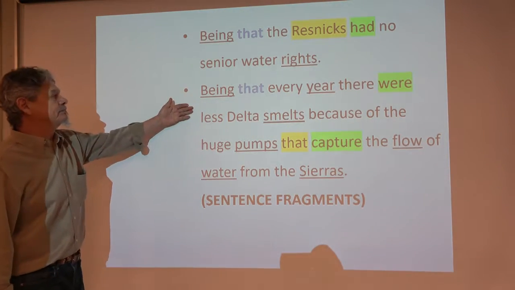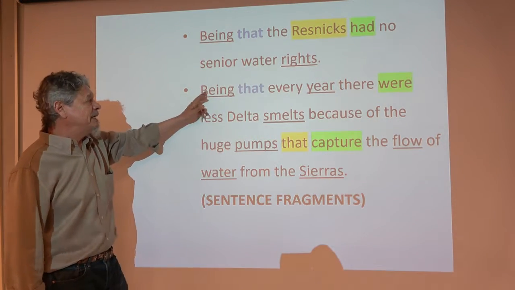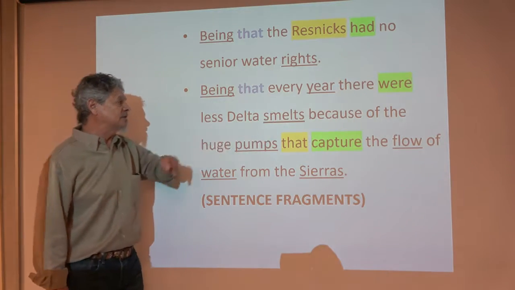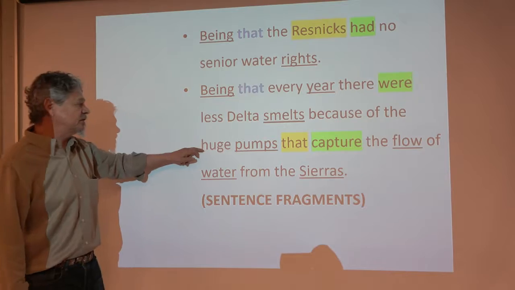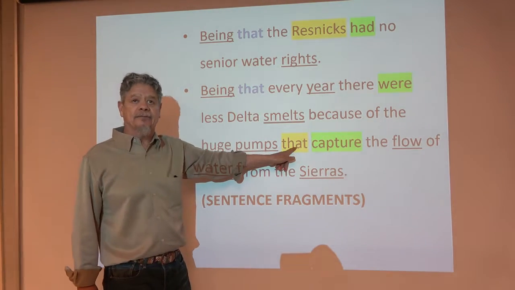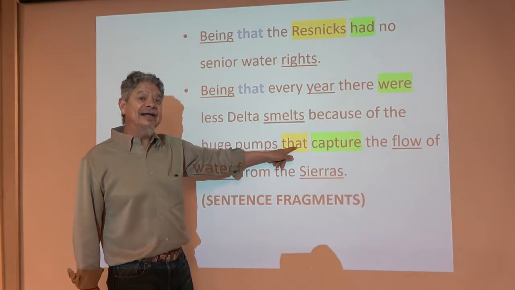Here's the second one. Being, the same type, same writer. Being that every year there were less delta smelts because, same kind of word, because of the huge pumps that capture, what kind of word is this? The chameleon? Huh? The chameleon?